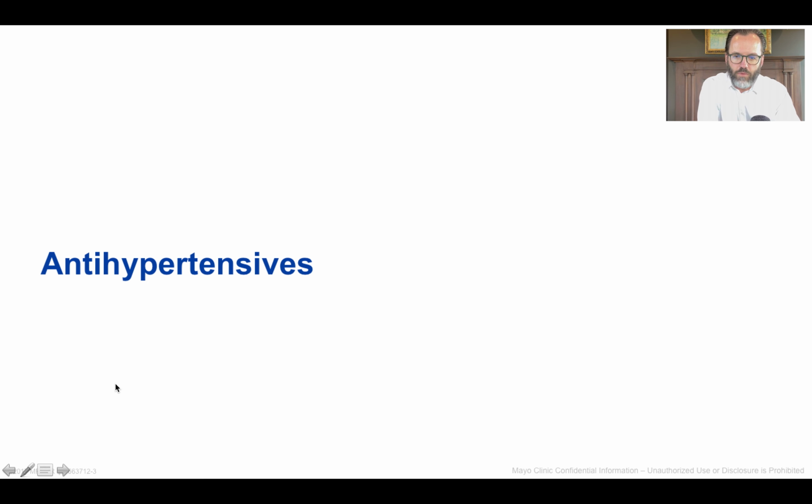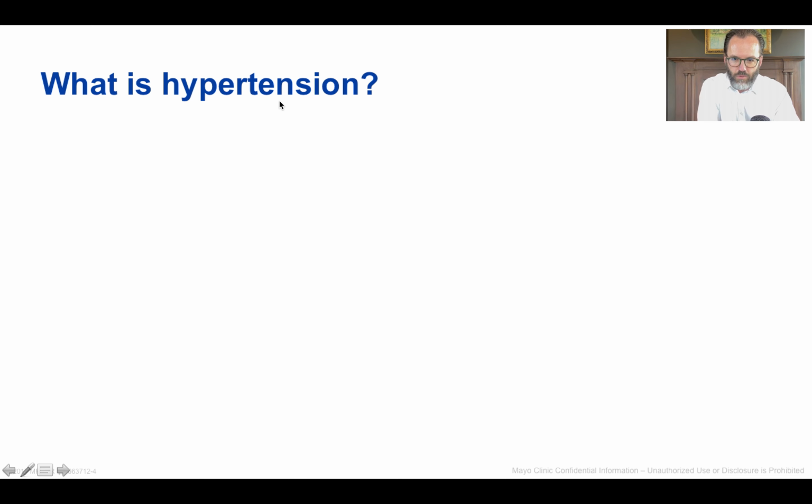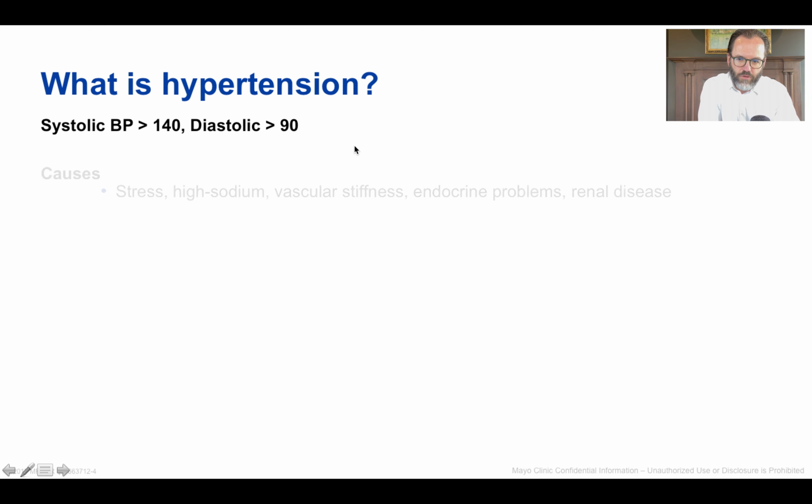So, with hypertension in particular, of course, we use antihypertensives to reduce blood pressure. And we say, well, what is hypertension? Technically, it is a systolic blood pressure that's greater than 140 millimeters of mercury and a diastolic blood pressure that is greater than 90 millimeters of mercury.